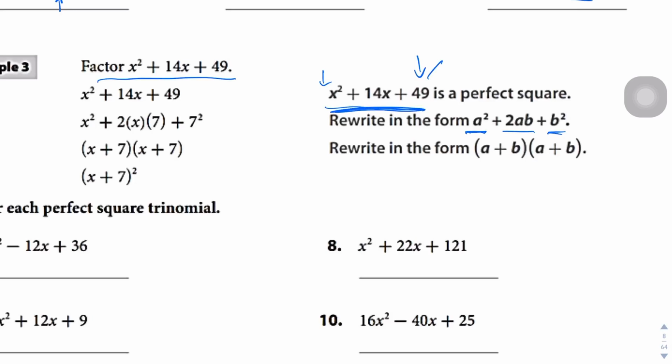Anyway, let's figure this out. If we look at the actual problem we're using, x squared plus 14x plus 49, you can break x squared down: the square root of x squared is just x. The square root of 49 is 7. So this becomes our a, this becomes our b, and then all we're going to do is plug those in. A goes here and here, and b goes here and here. As long as you have two pluses, you get x plus 7, and since you have two of them, it becomes x plus 7 squared.